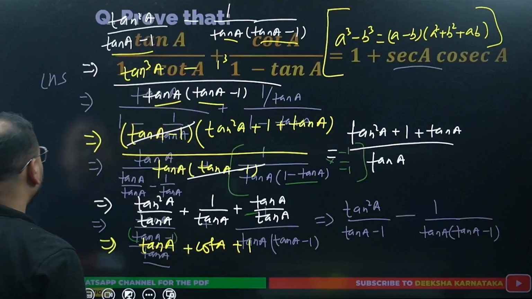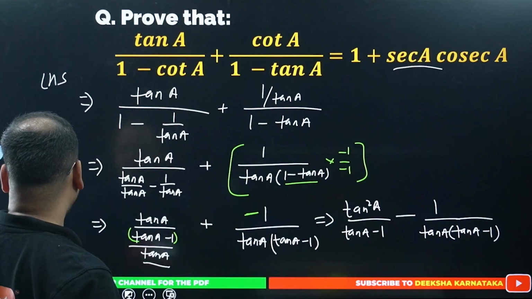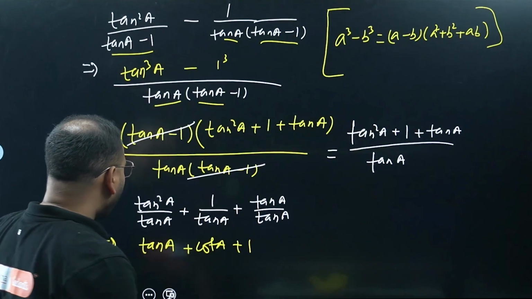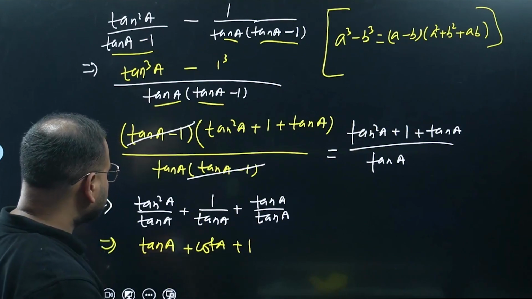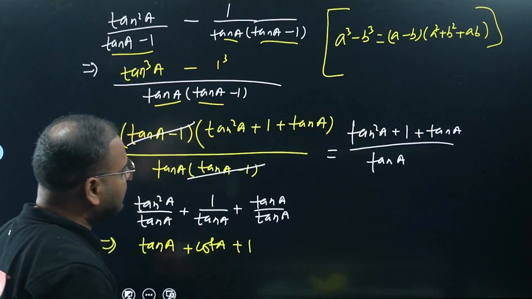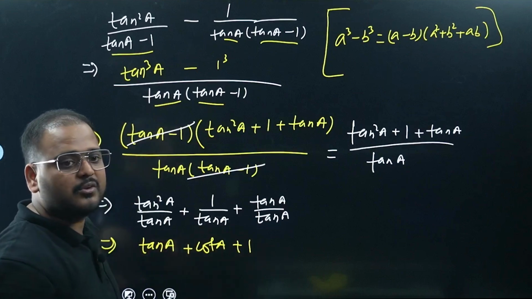Check what they are looking for. They're looking for sec a cosec a. No problem. Have I done it right? Yes, sir. Tan square a by tan a, 1 by tan a. To make it sec a cosec a, we have to convert what? Everything into sin and cos.